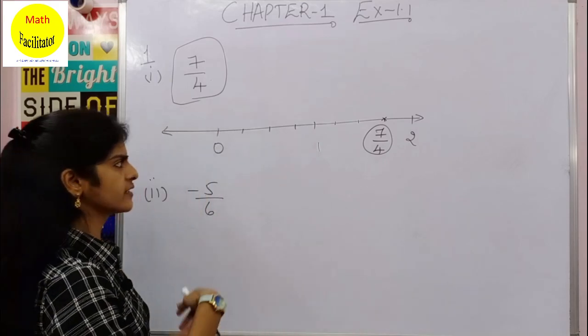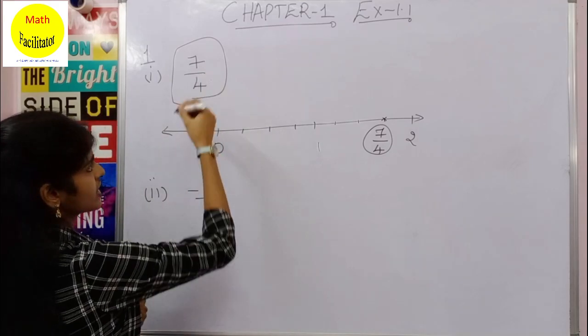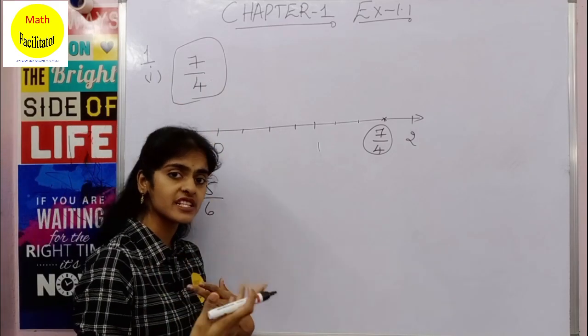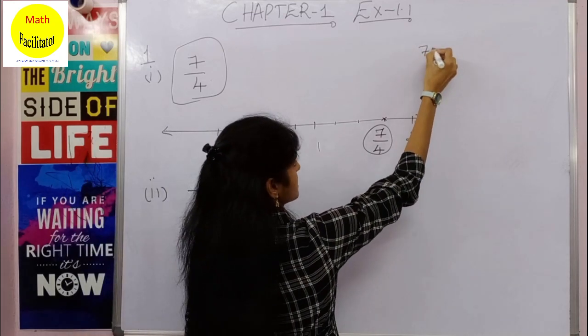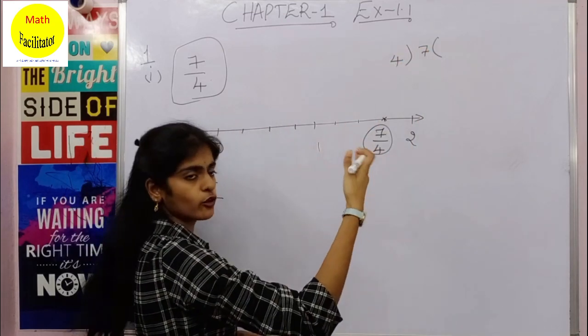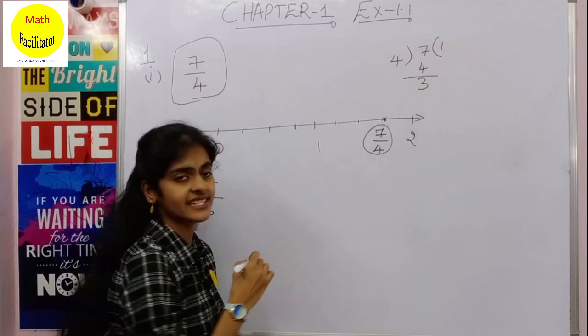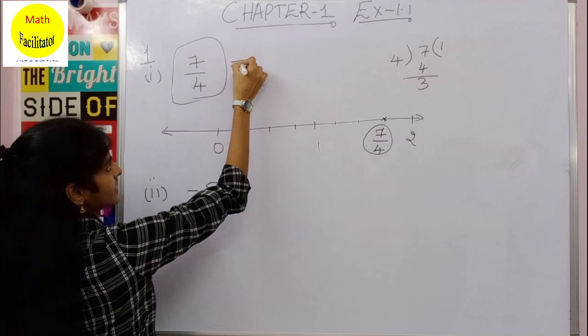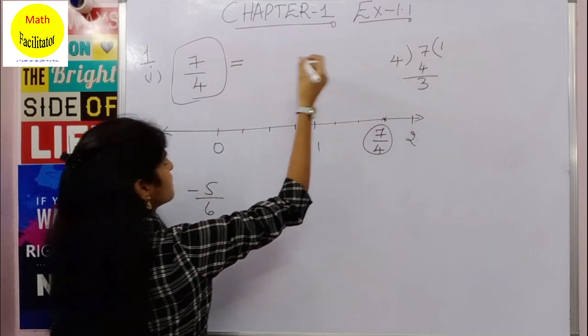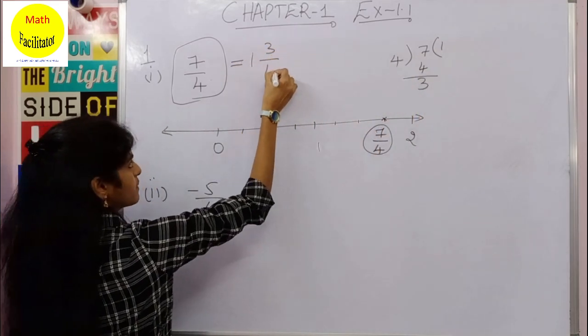The other way of doing this is, now this 7 by 4, if you convert it into mixed fraction, what do you get? It is simply 7 divided by 4. So 4 ones are 4 and subtracting, the remainder is 3. So 7 by 4 you can write as 1, 3 by 4.